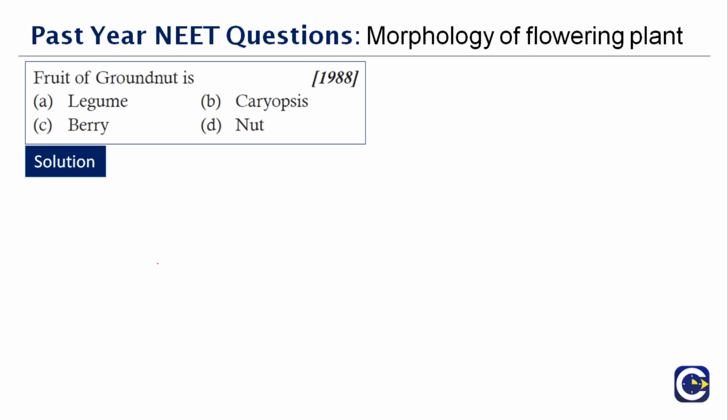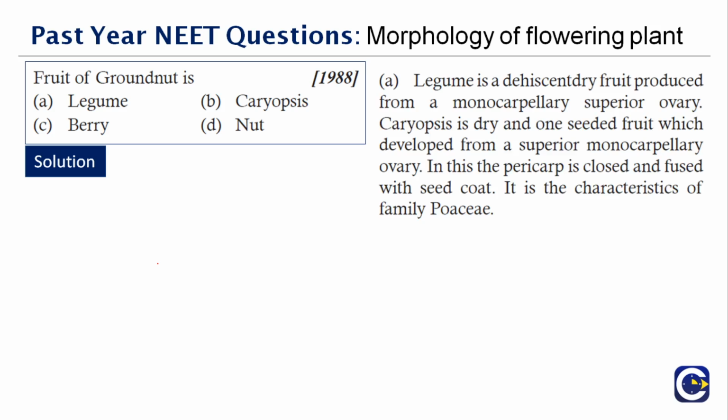While if you have option B, which is caryopsis, of course this is also dry, but it is a one-seeded fruit which is developed from the superior monocarpellary ovary. In this, the pericarp is closed and fused with the seed coat. It is a characteristic of the family Poaceae. Therefore, fruit of groundnut is a legume, and the right answer is option A.